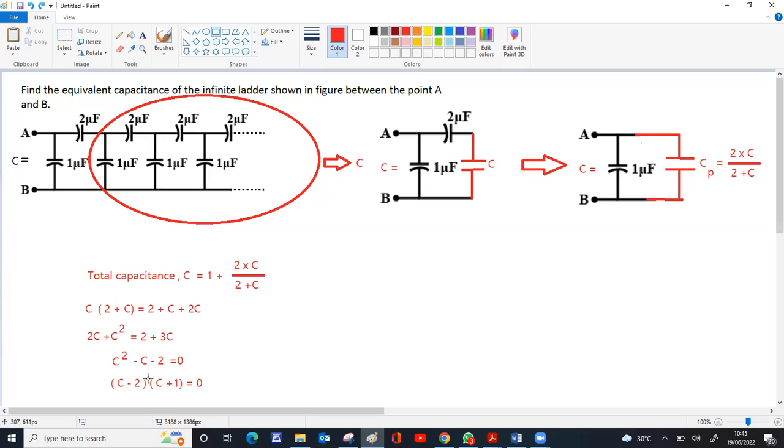So you can split the middle term and group: C minus 2 into C plus 1 equals 0. So C minus 2 equals 0, that will be C equals 2. C plus 1 equals 0, that means C equals minus 1. Since negative capacitance is not possible, we are neglecting that possibility. So the effective capacitance C has to be 2 microfarad.